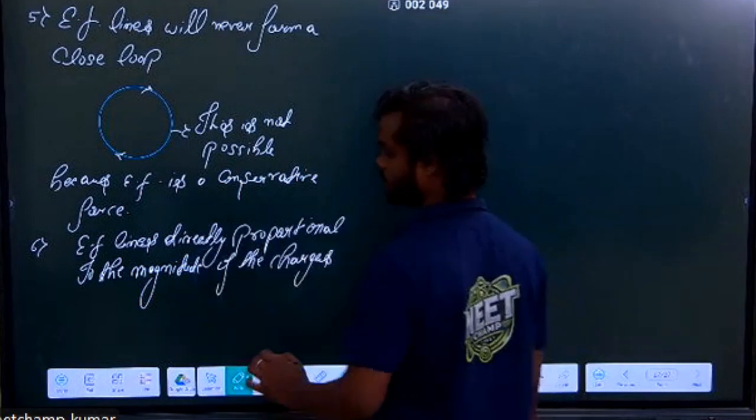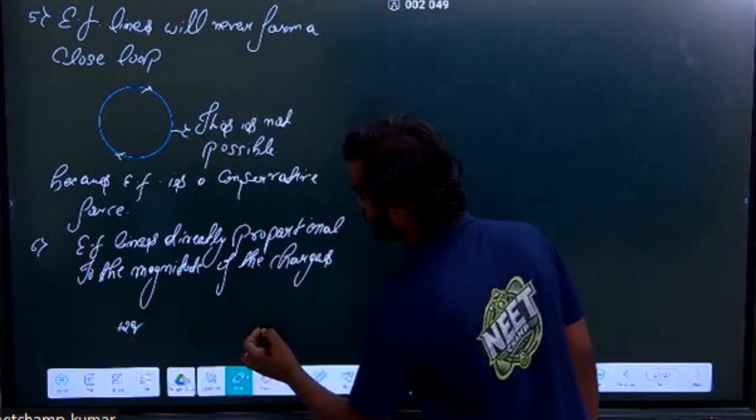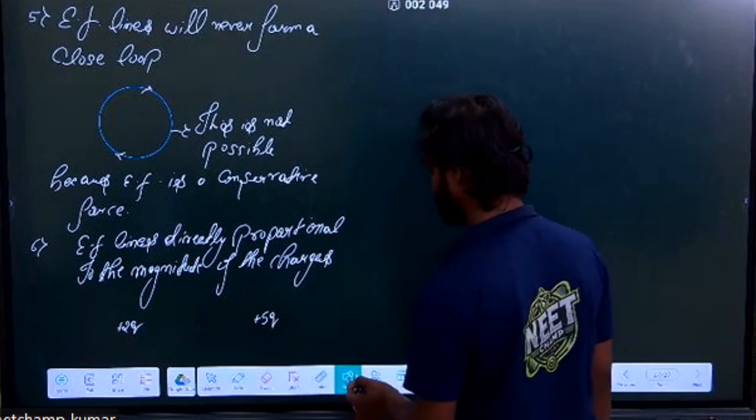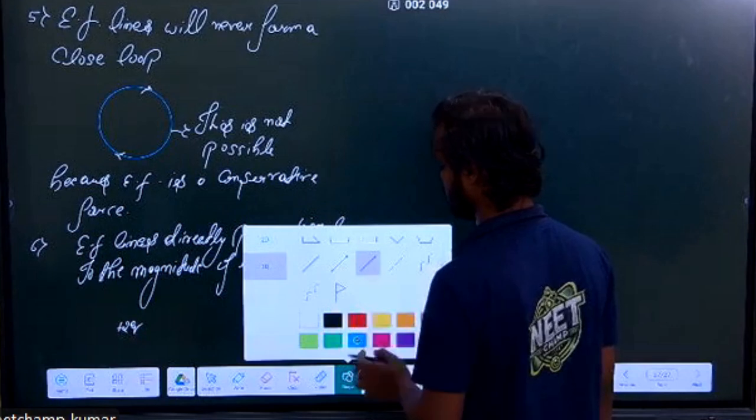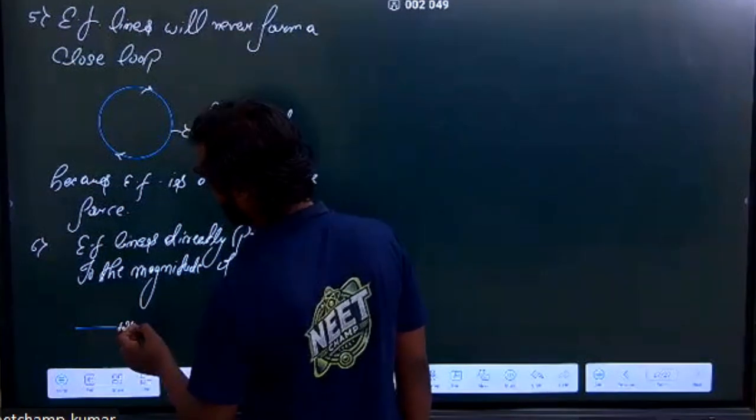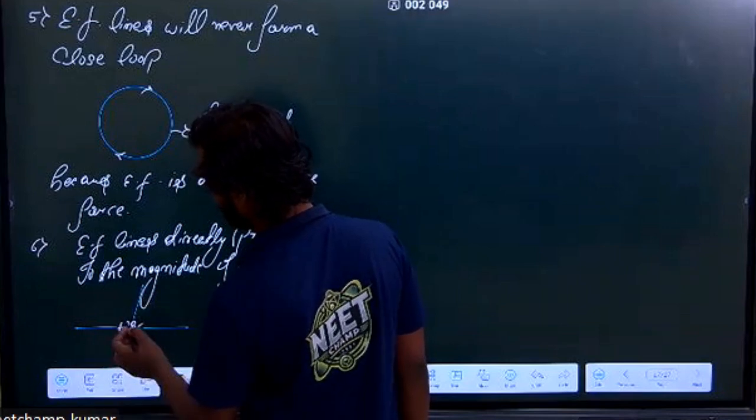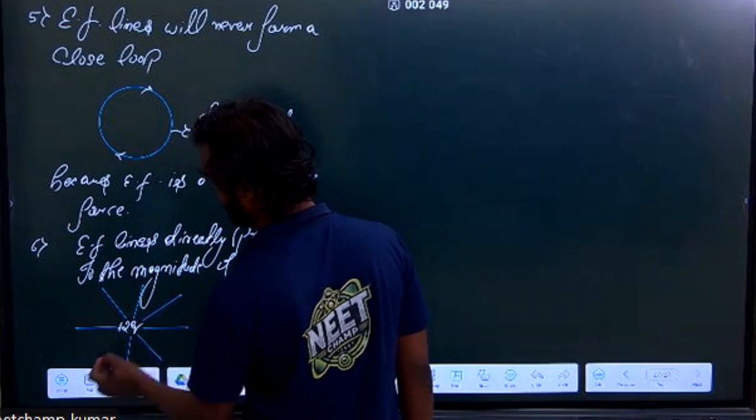Suppose there is one charge of plus 2q and another charge of plus 5q, and we have seen the electric field lines diagram for both the charges. What you will observe is, from plus 2q: 1, 2, 3, 4, 5, 6, 7, 8.